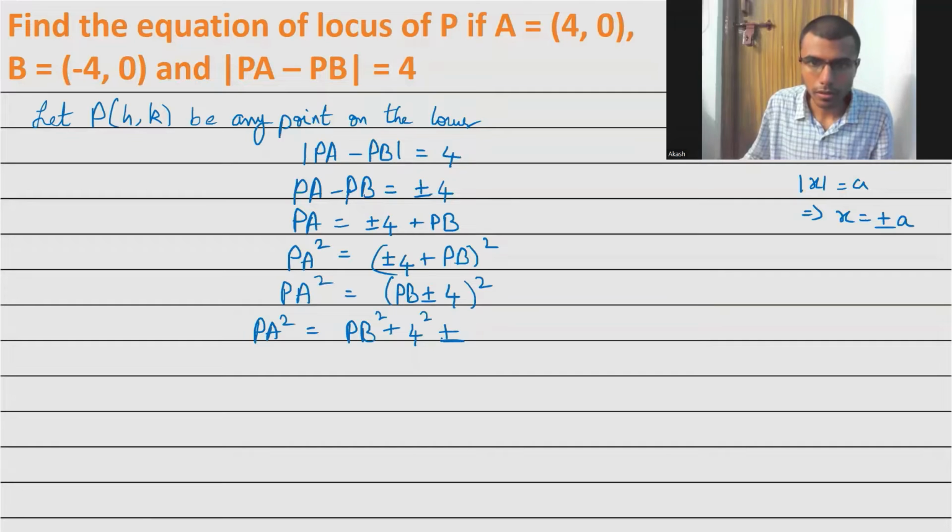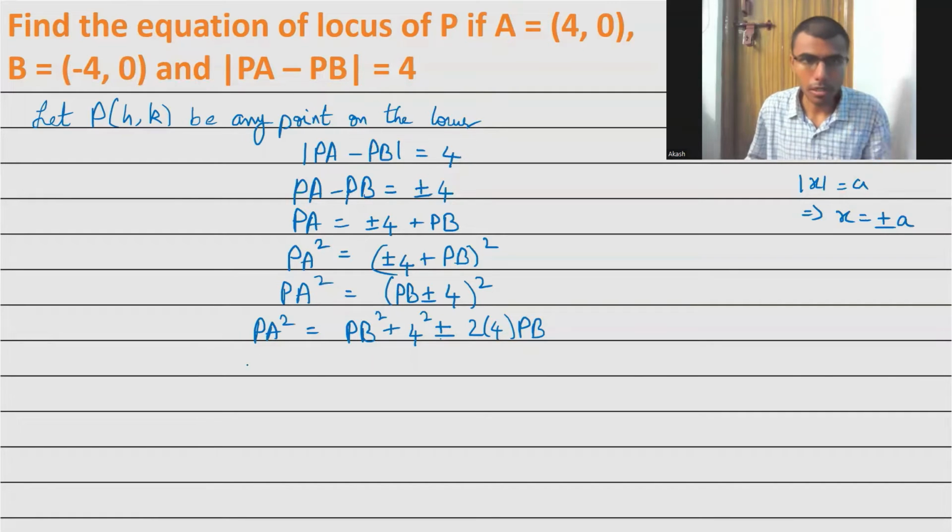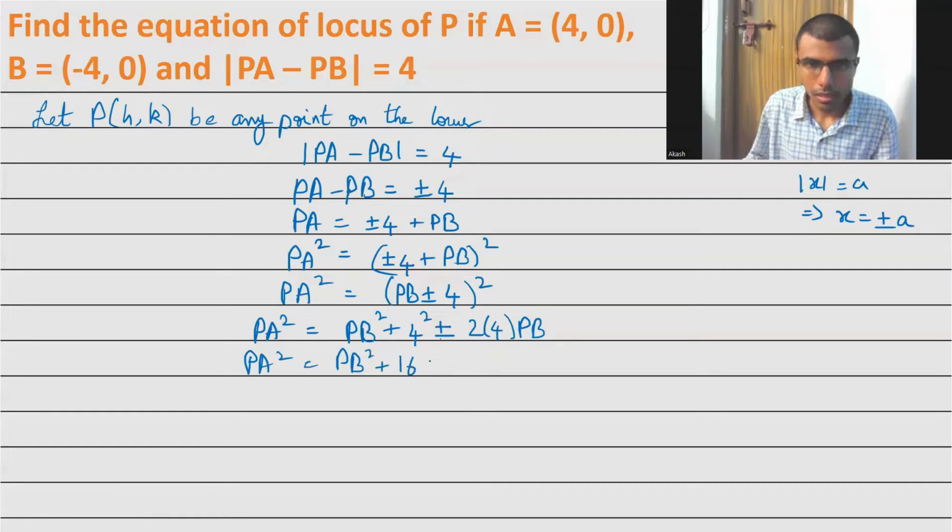In case this is not visible nicely, wait, I'll write it again. This is an important one. Plus or minus 2 into 4 into PB. 2 into PB into 4, anything is okay. Now, here what I'd be getting is PA square is equal to PB square plus 16 plus or minus 8 PB.